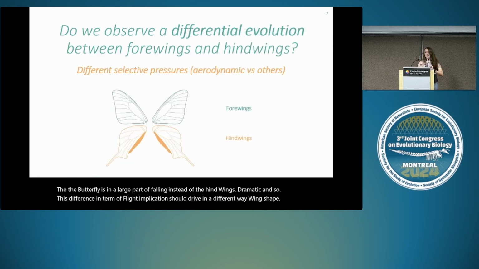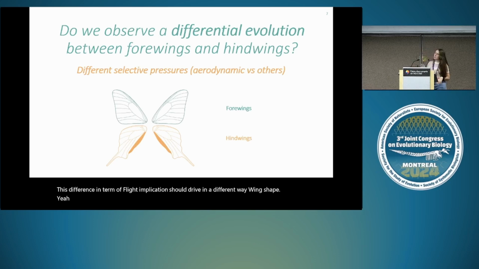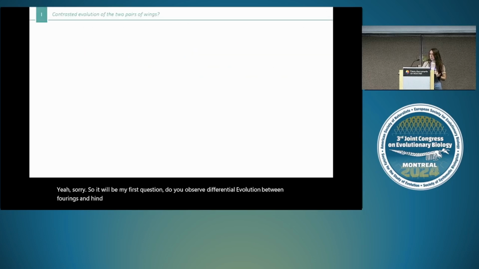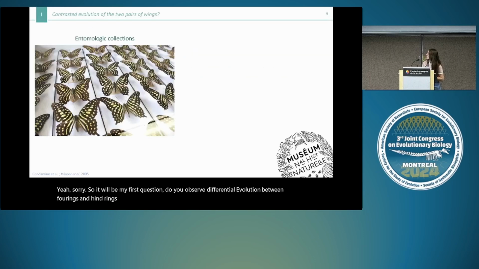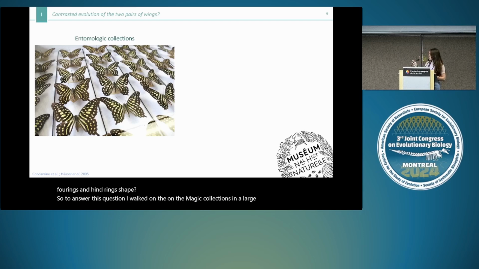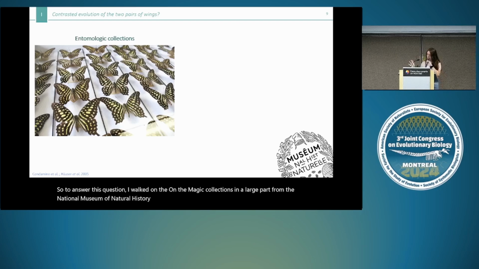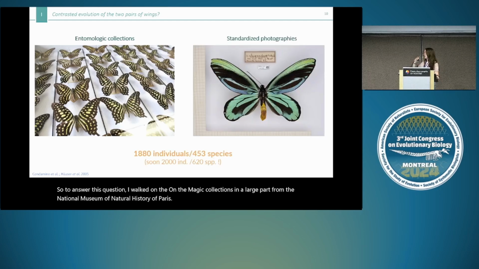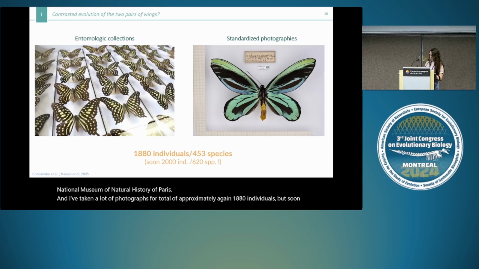So it will be my first question: do you observe a differential evolution between forewing and hind wing shape? To answer this question, I worked on entomological collections, in large part from the National Museum of Natural History of Paris. I took a lot of photographs, for a total of approximately 1,880 individuals, but soon we will reach 2,000.